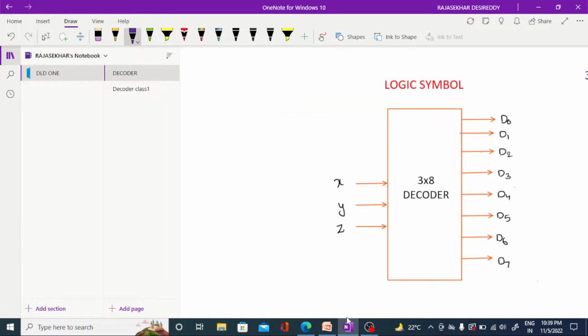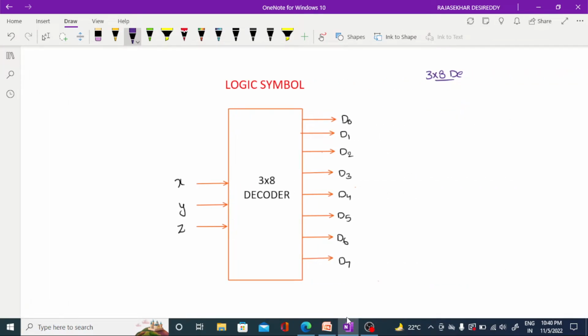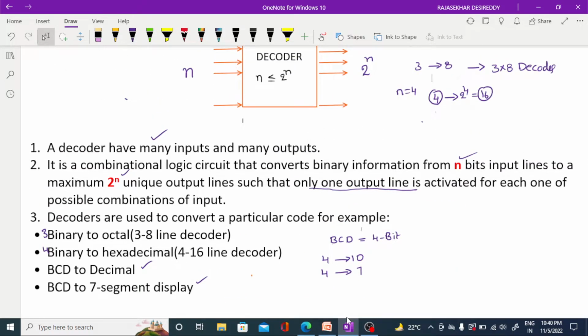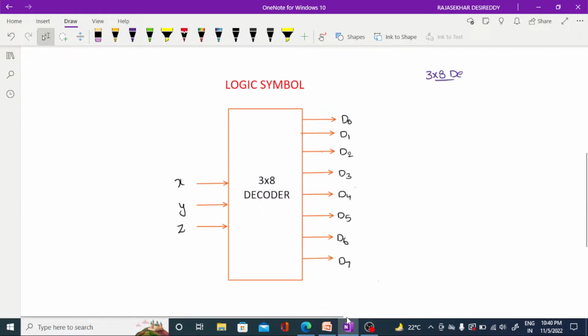I hope you understand. So here there are 3 inputs, right? And 0 to 7 means total 8 outputs, right? Coming to the definition, if you observe here, we mentioned the point: 2 power n output lines, that means 8 output lines, such that only one output line is activated for each one of the possible combinations of input.